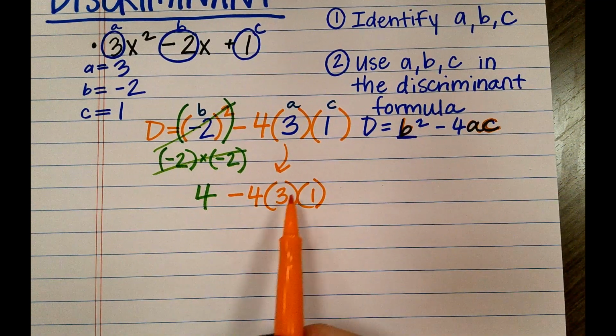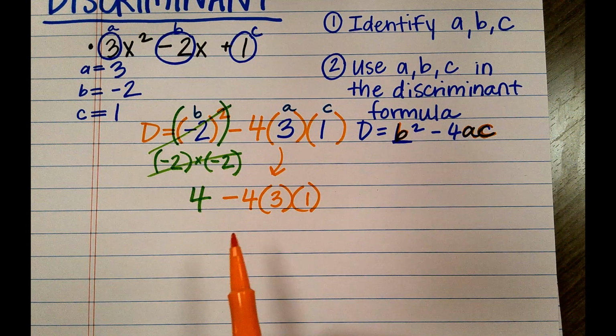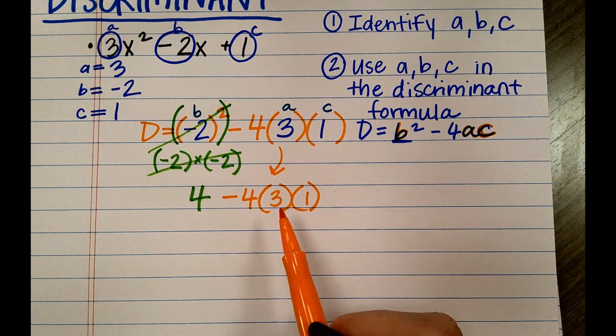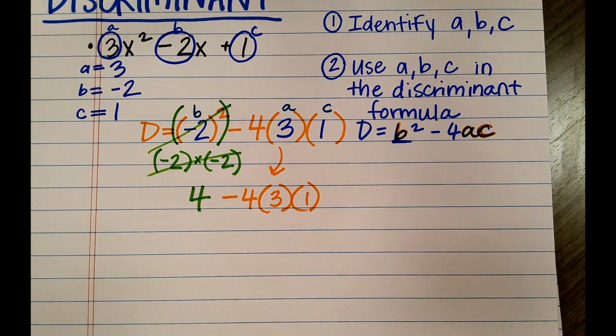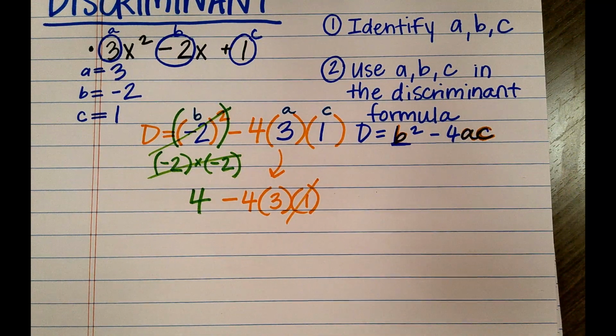Okay, now, starting over. Order of operations. No parentheses. No more exponents. Do I have any multiplication or division? I do have 3 times 1. What's 3 times 1? 3. Okay, there you go.